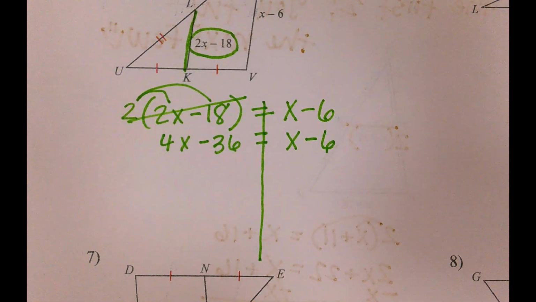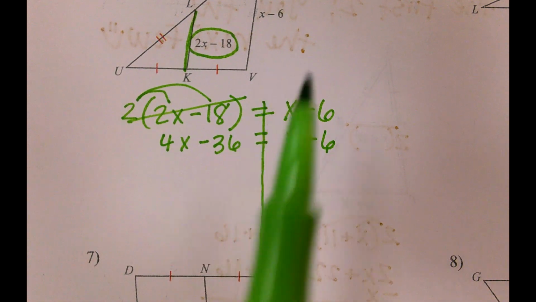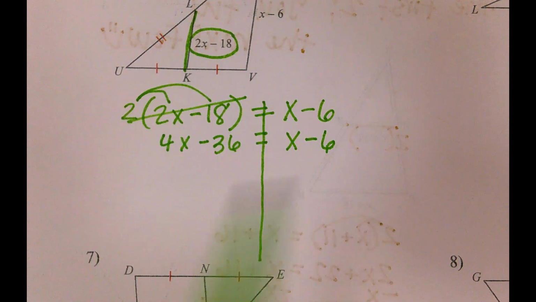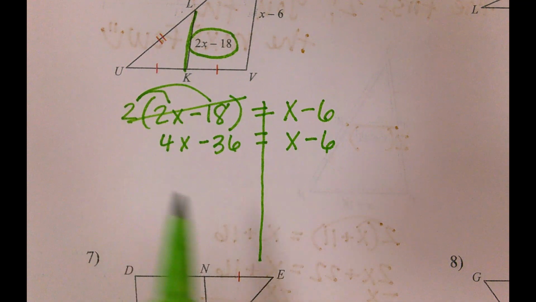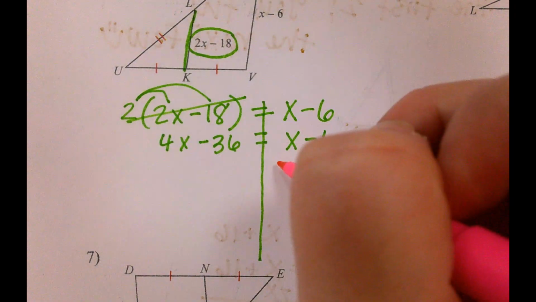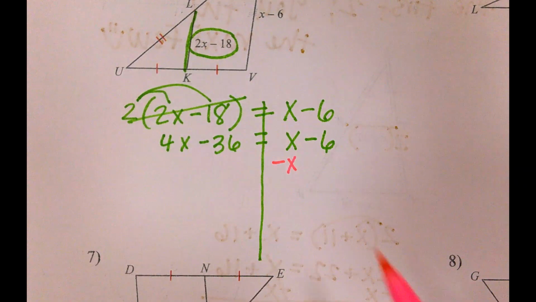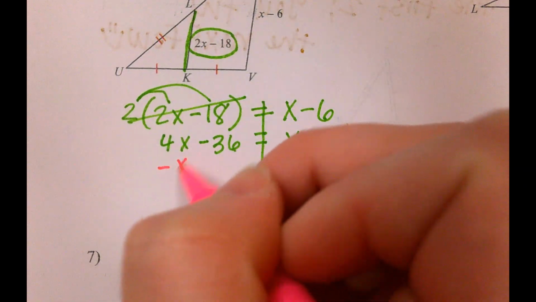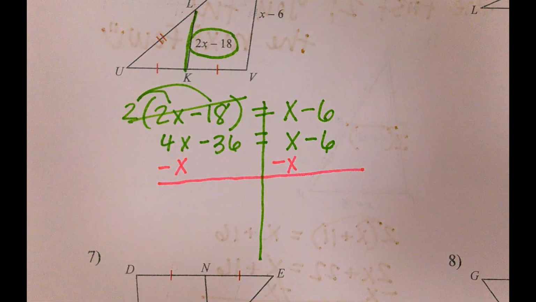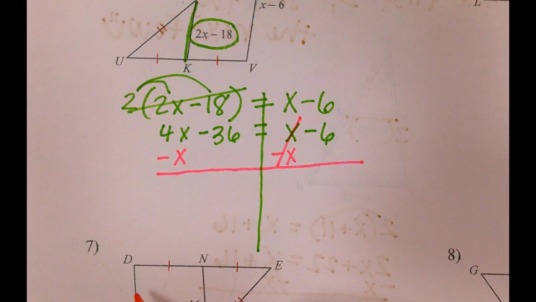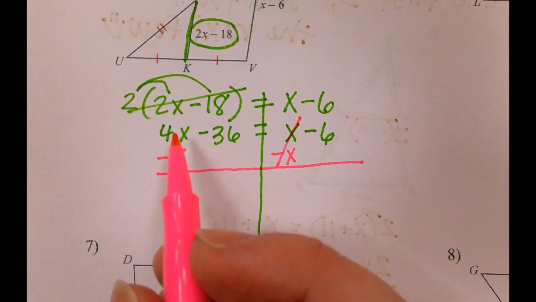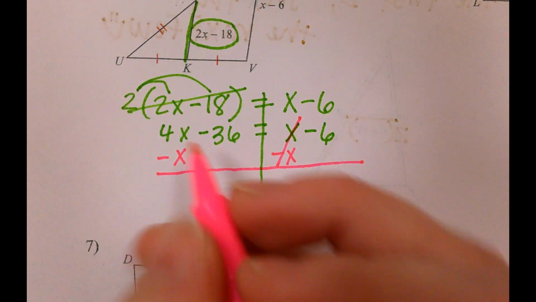Yeah, so after we've distributed, the next thing I really always like to do, and you'll notice we've done it this way for the previous 2 problems, is I like to get my x's together first. So what you just said, Jess, is a great next step. We'll subtract the x to bring it to the other side and to get rid of it over there. So that cancels my x here. It'd be 3x minus 36 equals negative 6. Good. So now we have 4x minus x is 3x.